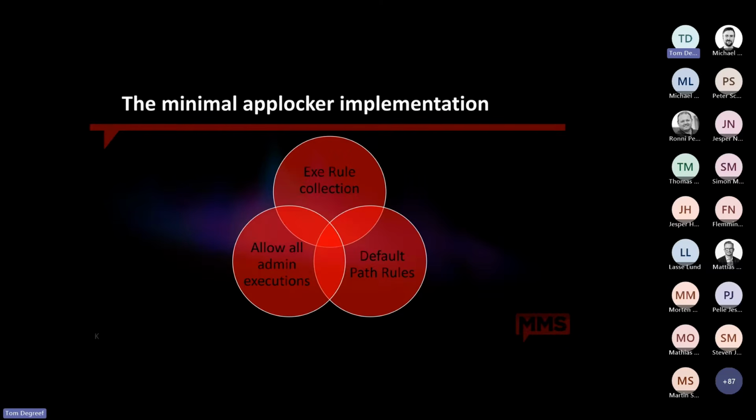So as a recap, a default or minimal AppLocker implementation enforces executables, has the default path rules for Program Files, x86, and Windows, and has by default an admin bypass. So by default, if you are in the administrator group, you're allowed to run everything. It's only enforced for end users.